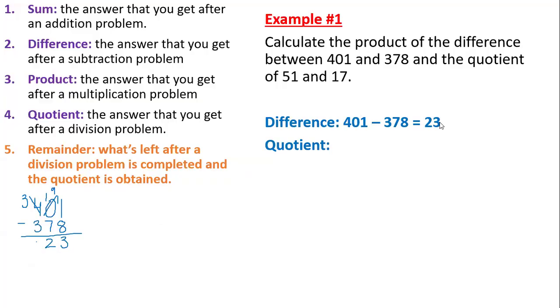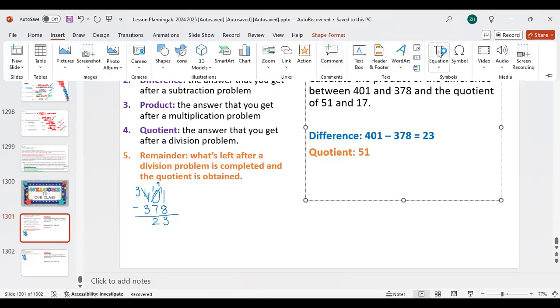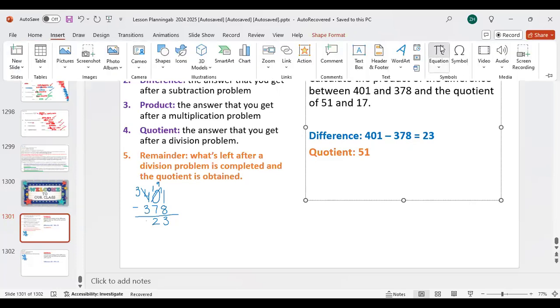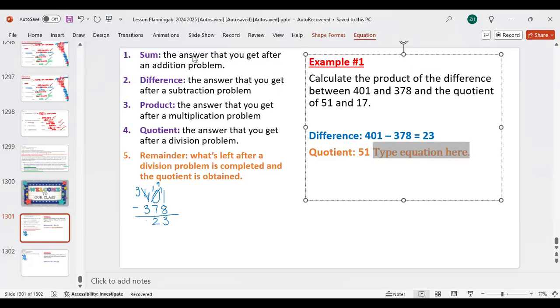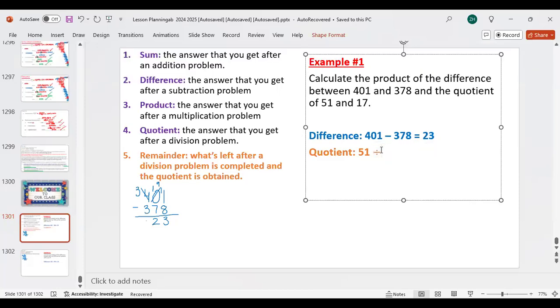Now we're going to find the quotient. The quotient is what, Tatiana? What is the quotient? The answer after you divide. Good. So we're going to divide 51 by 17. When y'all divide them, what did y'all get? 51 divided by 17. 3? Yes, sir. Who's that speaking? Ethan. Okay.